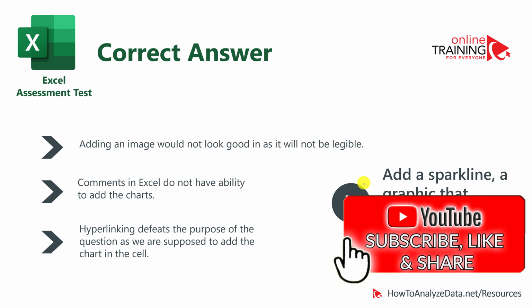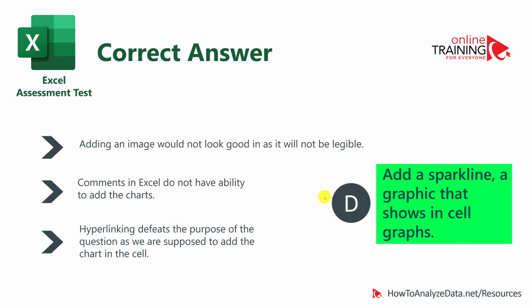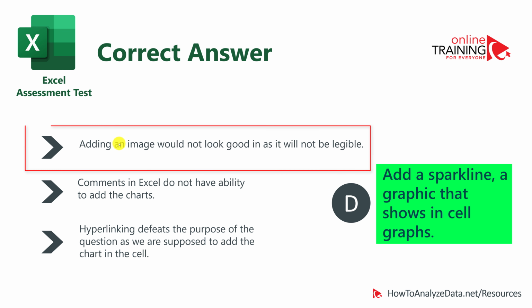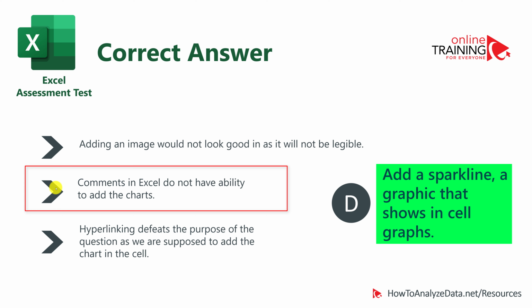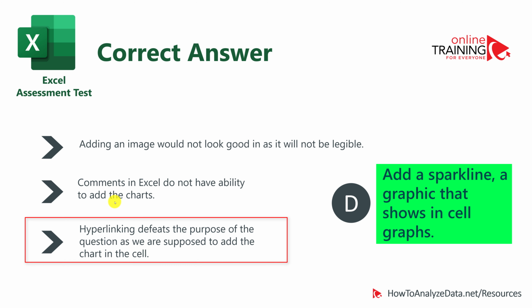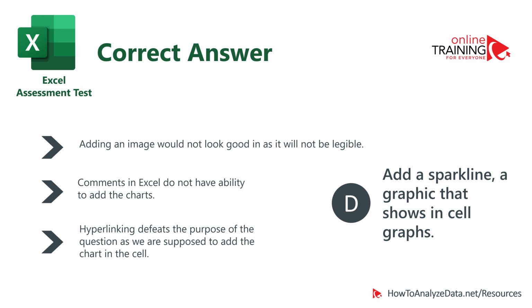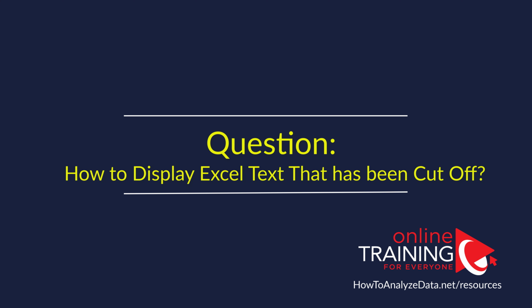As you might have figured by now, the correct answer is D, which is add a sparkline, a graphic that shows a graph in the cell. Now, adding an image would not look good as it's not going to be legible, so that's not a valid choice. You also need to understand that comments in Excel do not have the ability to add charts. And then hyperlinking defeats the purpose of the question, as we're supposed to add a chart in a cell. So make sure to pick a sparkline as a valid choice for this type of question. Hope you've got it right.